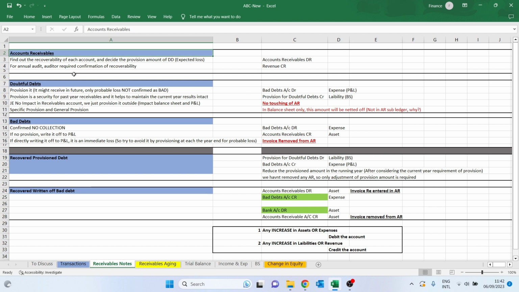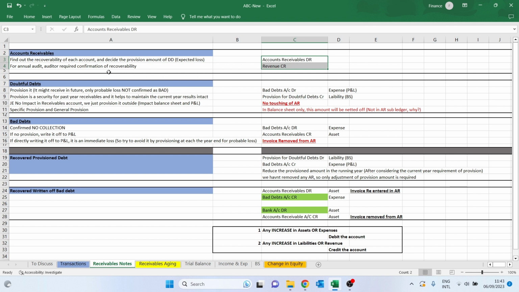During the annual audit process, our statutory auditor for the year end will ask for the confirmation of recoverability. So for this accounts receivable, we need to document each and every invoice properly, like I said. We have already discussed the entry for accounts receivable: debit accounts receivable, credit revenue.